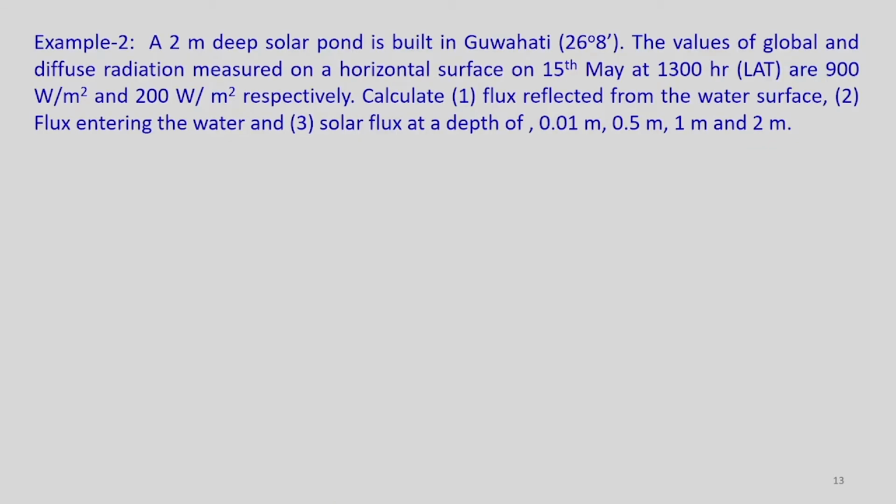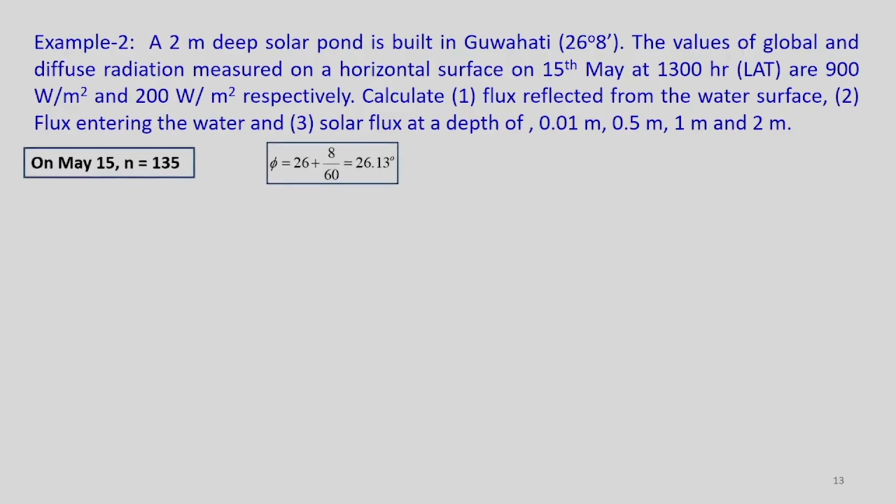Now let us take an example. A 2 meter deep solar pond is built in Guwahati. Its latitude is given as 26 degree 8 minute. The values of global and diffuse radiation measured on a horizontal surface on 15th May at 1300 local apparent time, or solar time, are 900 watt per meter square and 200 watt per meter square respectively. Calculate number 1, flux reflected from the water surface, number 2, flux entering the water, and number 3, solar flux at the depth of 0.01, 0.51 and 2 meter.